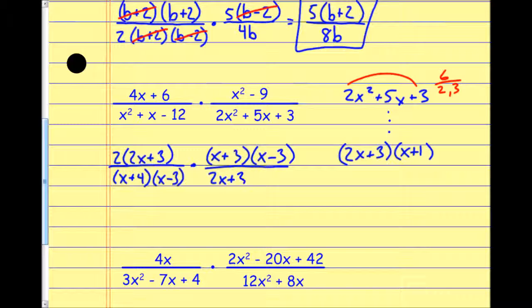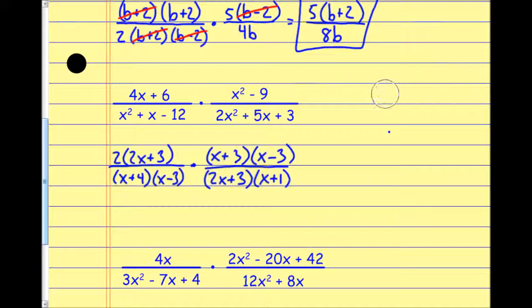And now from here, we're going to cancel out any common factors. So the 2x plus 3's cancel out. And I look around, and that's it. You know, that's the, oh no, the x minus 3's also cancel out. And that's it, okay? So now everything's canceled. So I've got a 2 and an x plus 3 in my numerator. In the denominator, I've got an x plus 4 and an x plus 1. Okay?